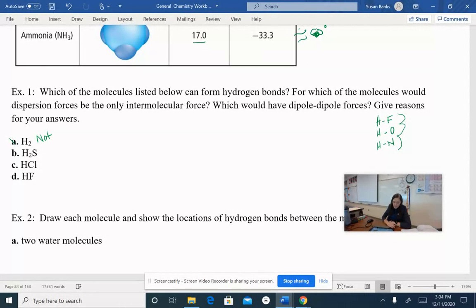Okay? All right, how about H2S? Do we have a hydrogen bound to a fluorine, an oxygen, or a nitrogen? Nope. Let's draw the Lewis structures really quick for these. So there's hydrogen, hydrogen sulfide, dihydrogen sulfide. I'm going to put in the lone pairs here so that you can see why I'm drawing it bent. Hydrogen chloride, okay, and hydrogen fluoride.